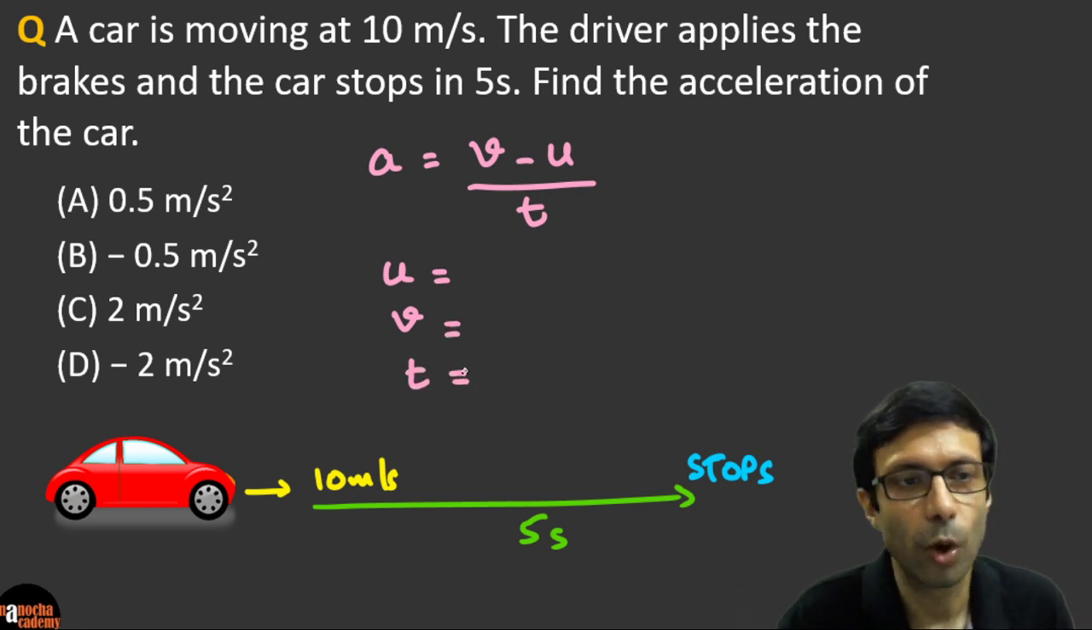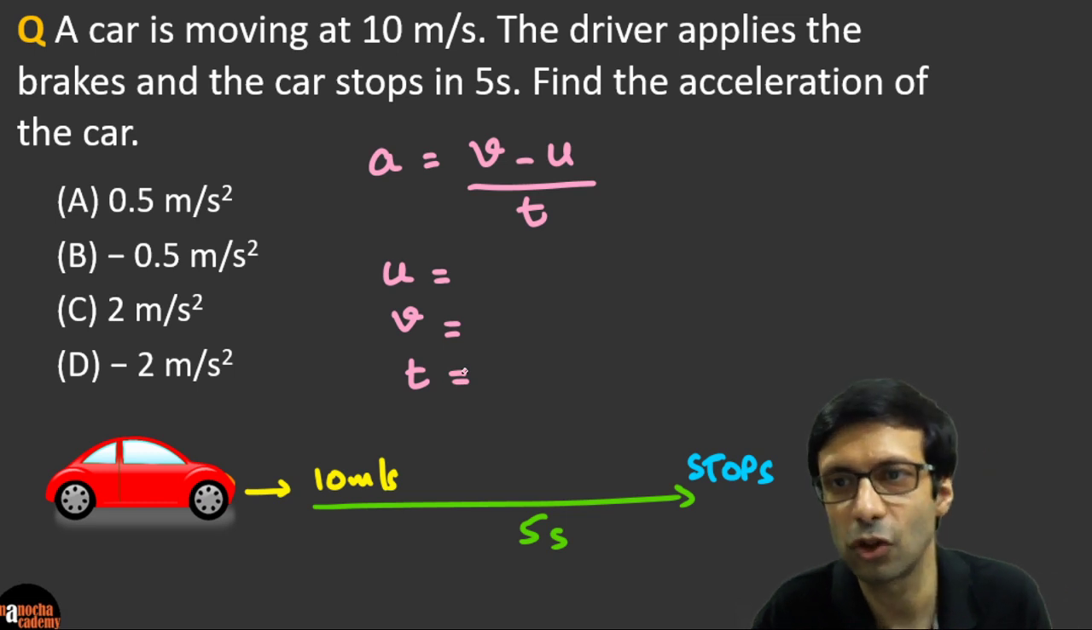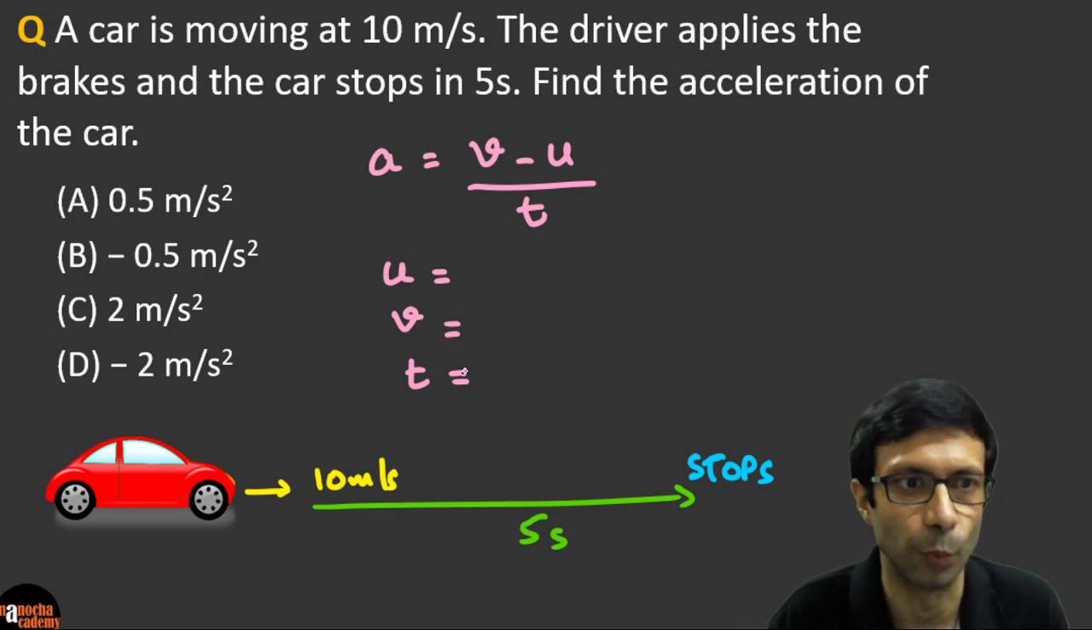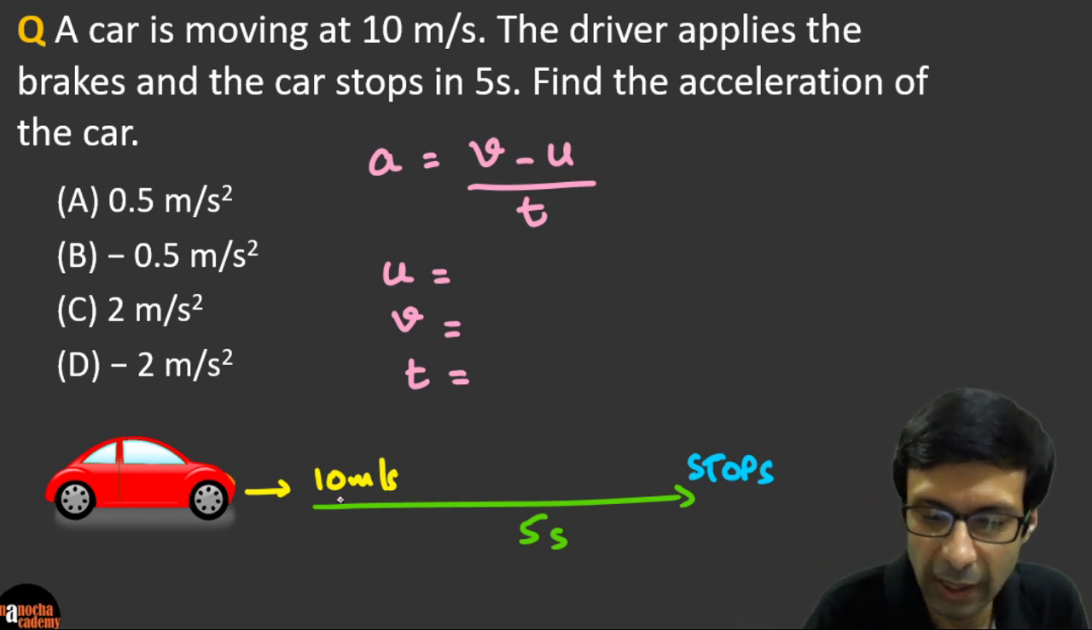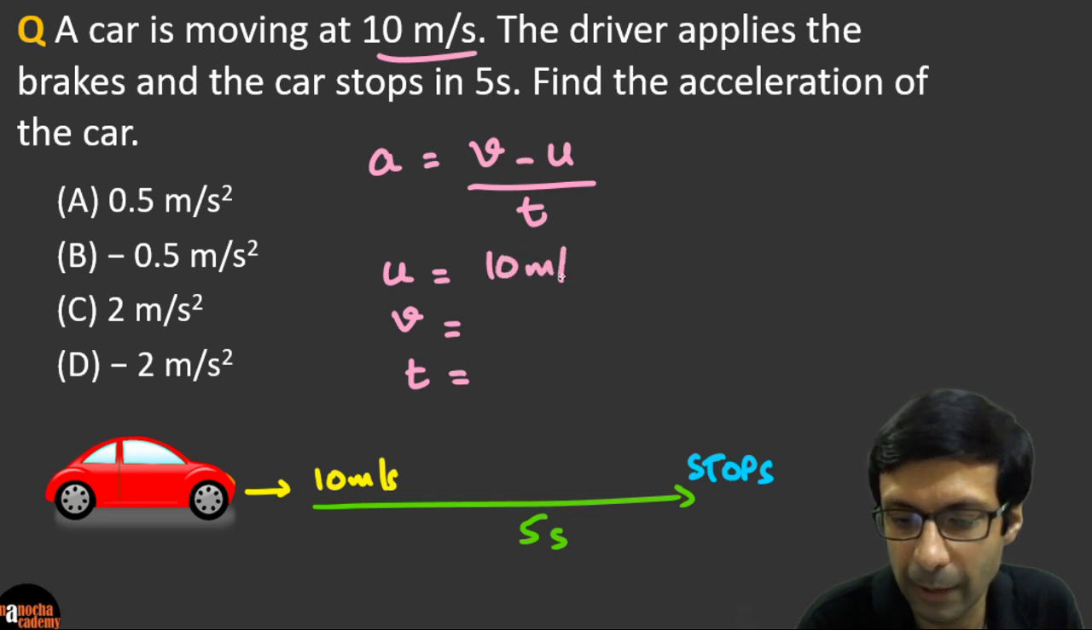So what is the initial velocity, guys? U. What is U going to be here? Good, I see many answers out here. Excellent, everyone's trying. I'm really happy to see that. What do you think is the initial velocity here? U means initial velocity. The initial velocity, as you can see, is given as 10 meters per second. So let's write down that data.